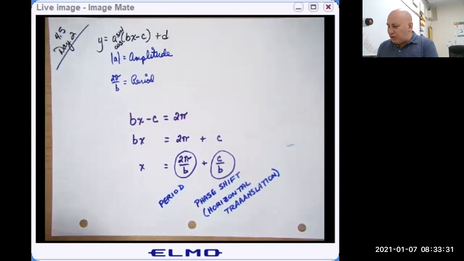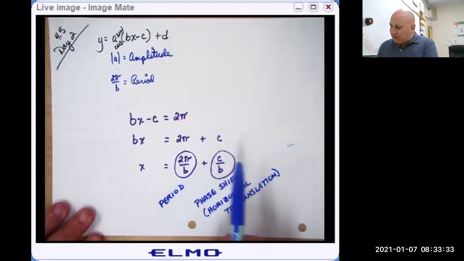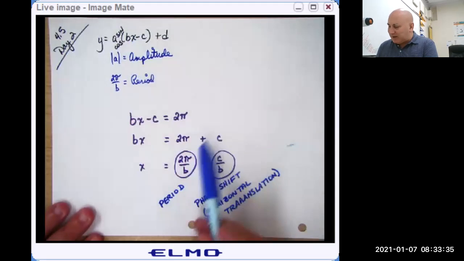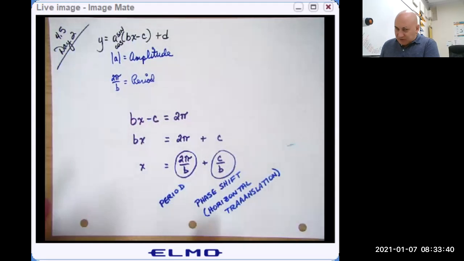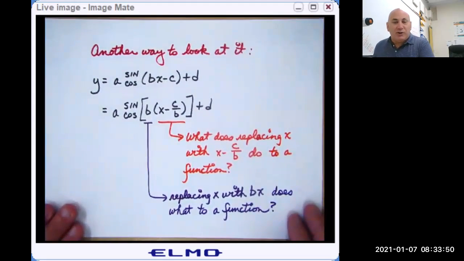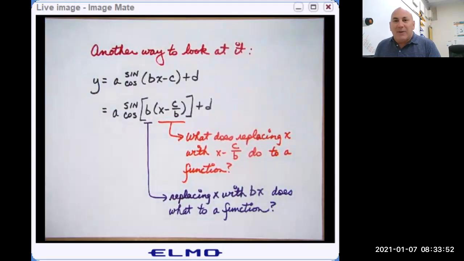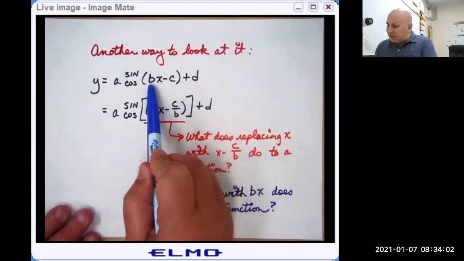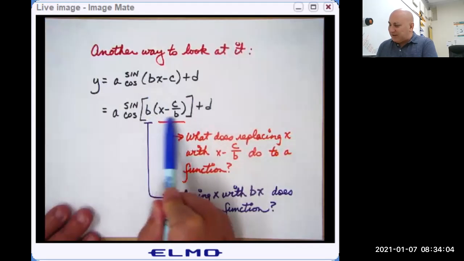However, I'm going to show you a different way so that you don't have to remember bx minus c as opposed to bx plus c. You don't have to remember this. So this is the official math way that I'm showing you. I'm going to show you a different cool way. And this takes advantage of what you've already learned in the past about how you translate functions. You translate functions horizontally by replacing x with x minus h. So let's factor a b out of both of these terms and we get this.